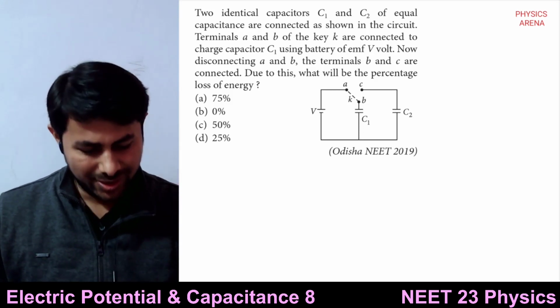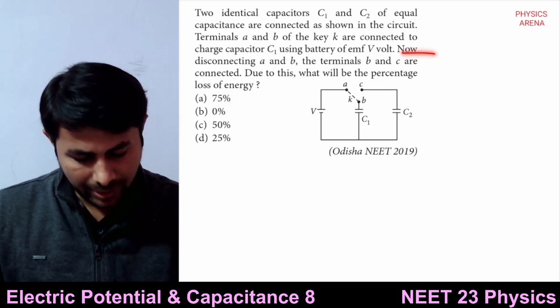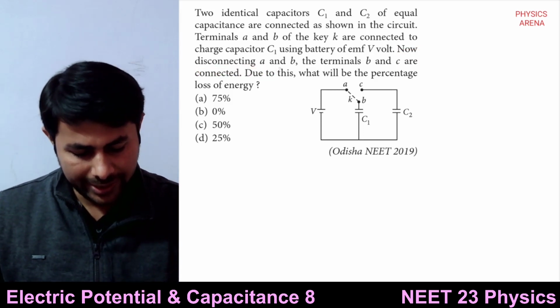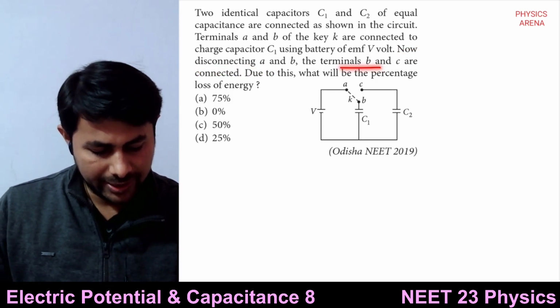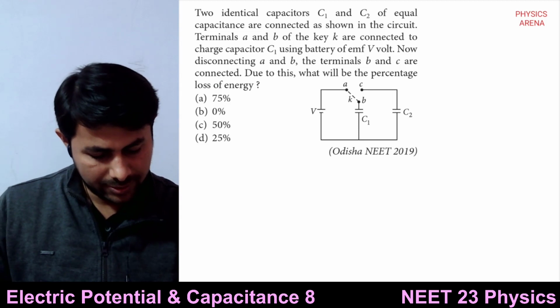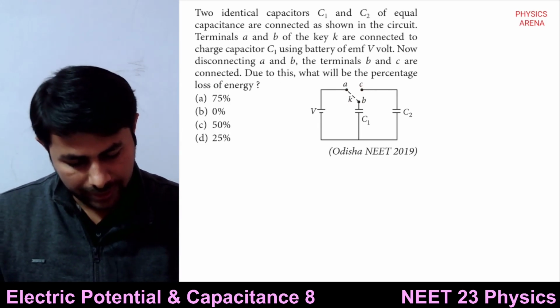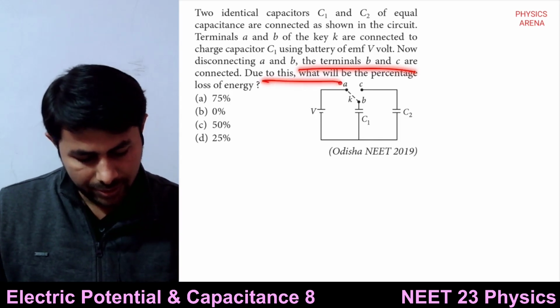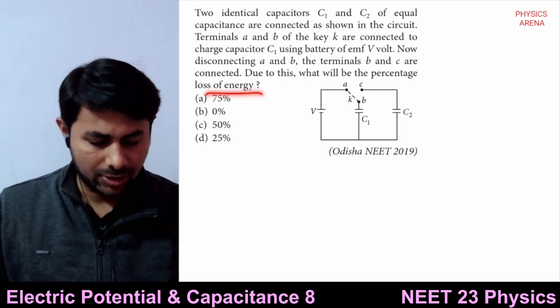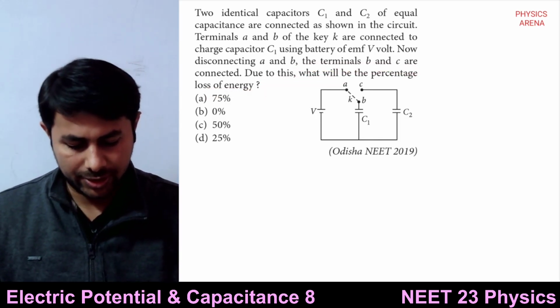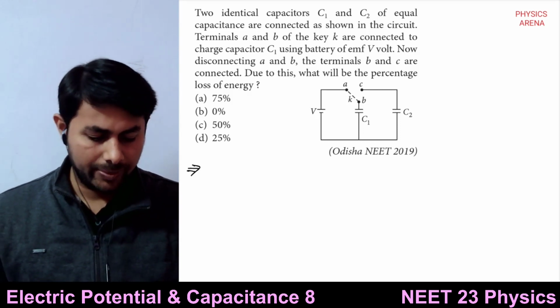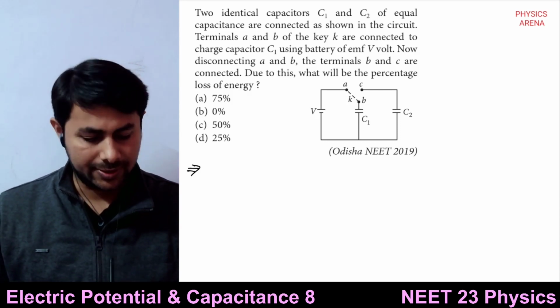Now, disconnecting A and B, the terminals B and C are connected. So you disconnect this, you connect this. Due to this, what will be the percentage loss of energy? This is the question. What will be the percentage loss of energy?